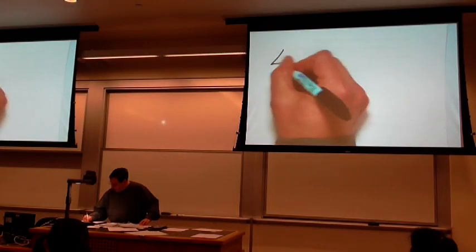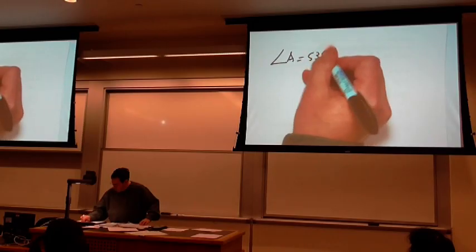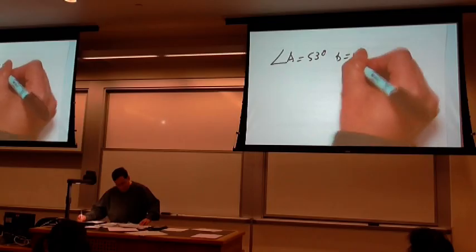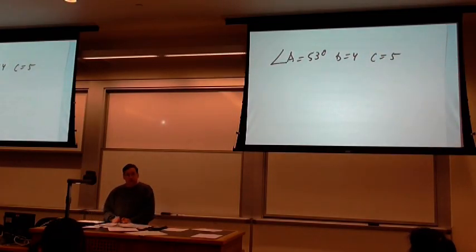This one where angle A is 53 degrees, side B is 4, and side C equals 5? Yeah. And you say you need the law of cosines, which is to say you can't do it without it. Can you try another way to solve it without using the law of cosines? Sure.